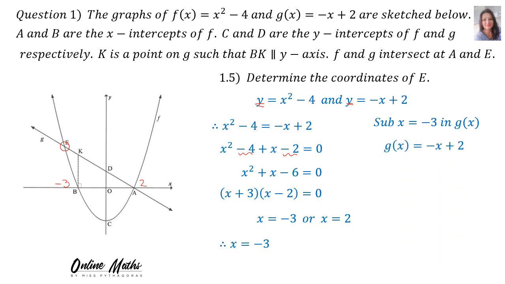Therefore, g of x, the line, is equal to minus x plus 2. In x's place, negative 3, since every x has a corresponding y value. And then minus times minus 3 is plus 3. 3 plus 2 is 5. So the y is 5. Therefore, the coordinate at E is the point minus 3 and 5.